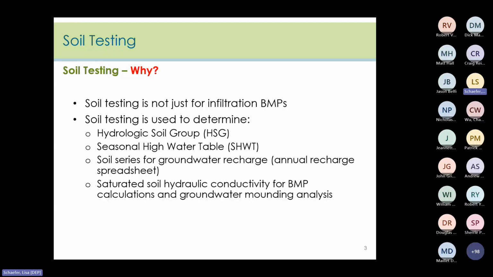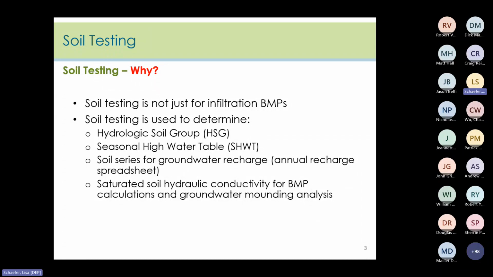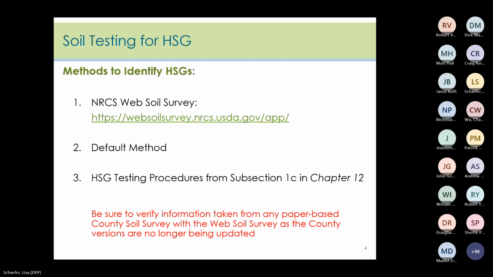Details on this will also be included in Module 3. Now, lastly, saturated hydraulic conductivity is used in BMP design and for the input parameters in a groundwater mounding analysis. So we're going to take a look at the soil testing requirements for each of these.